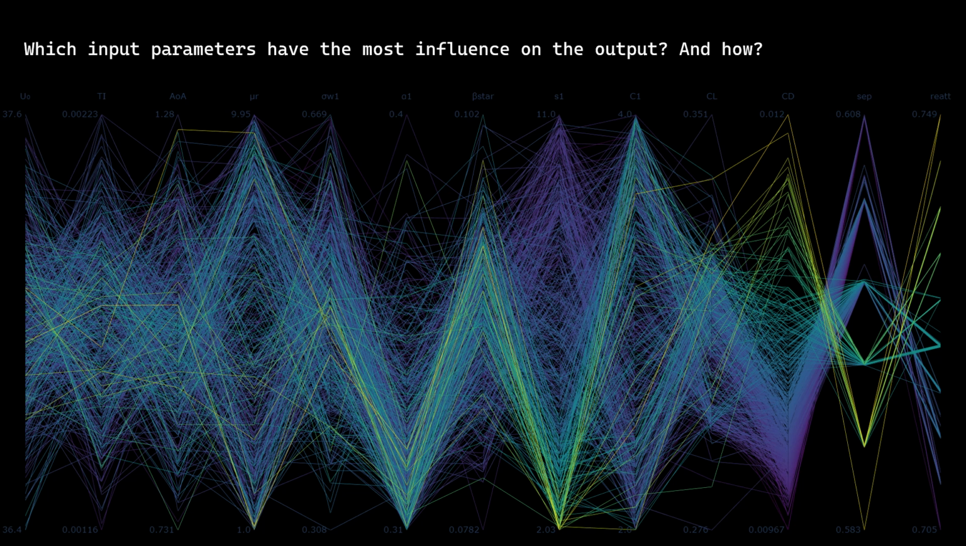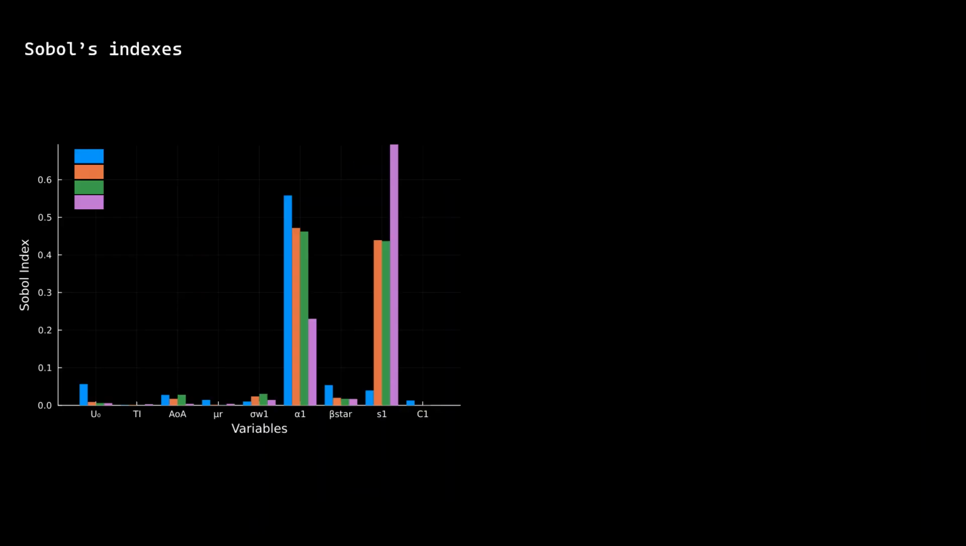I would like you to focus on the CD output on the right. The lines are colored according to the value of CD that they lead to. So high values of CD lead to yellow lines, while purple and blue lead to lower levels of CD. From this, you see immediately that high levels of CD are due to low S1 and also linked to early separation and delayed reattachment. Stop the video to take your time to study it.